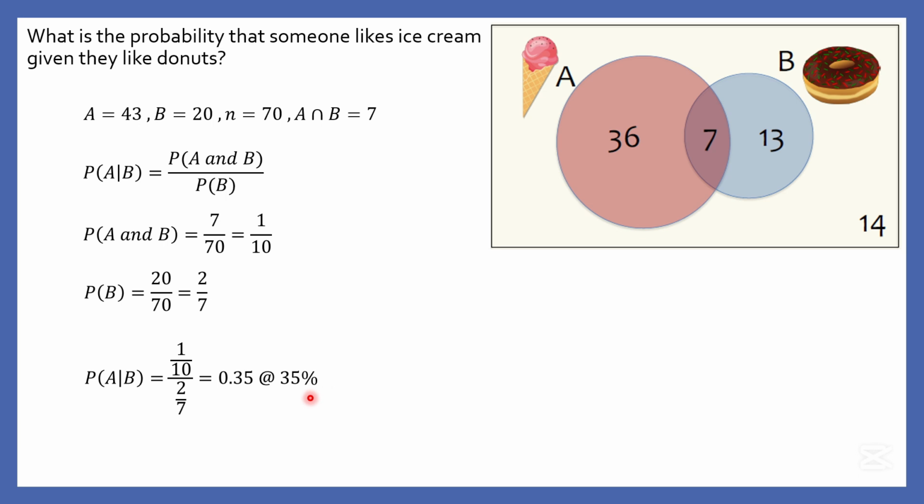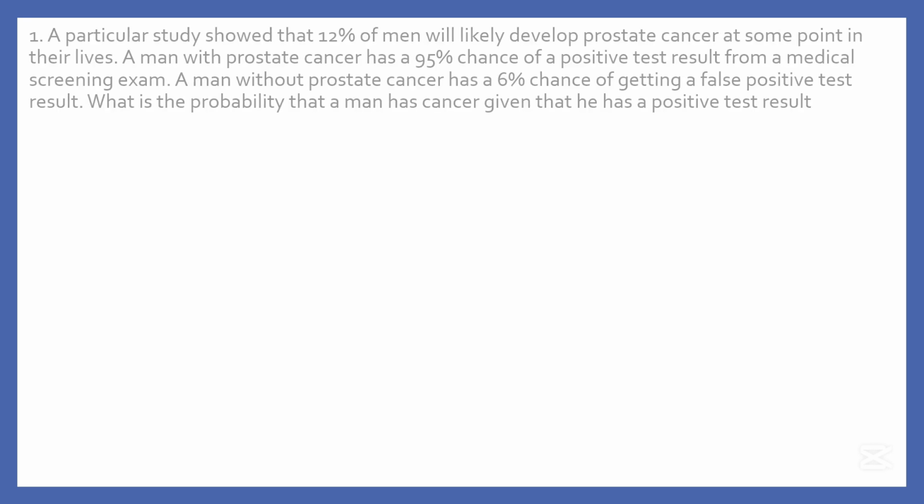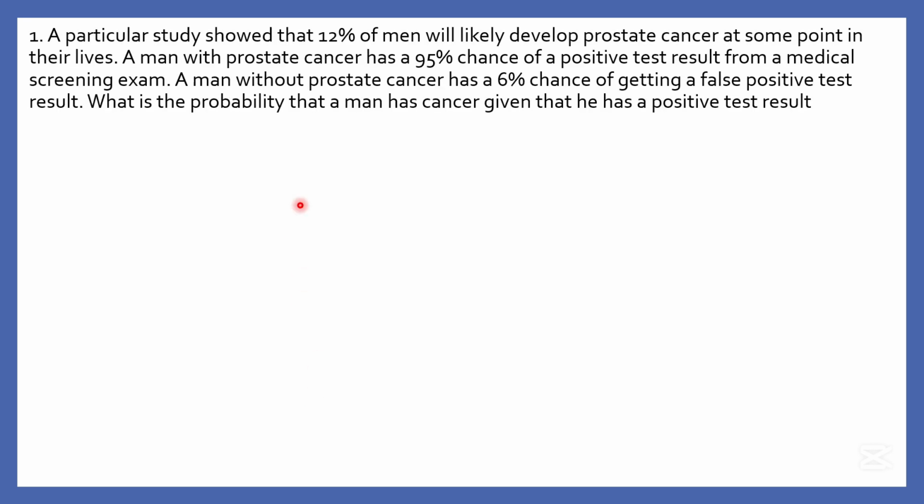Now when do we use the Bayes theorem? Well, let's check out another problem. A particular study showed that 12% of men will likely develop prostate cancer at some point in their lives. A man with prostate cancer has a 95% chance of a positive test result from a medical screening exam. A man without prostate cancer has a 6% chance of getting a false positive test result. What is the probability that a man has cancer given that he has a positive test result?